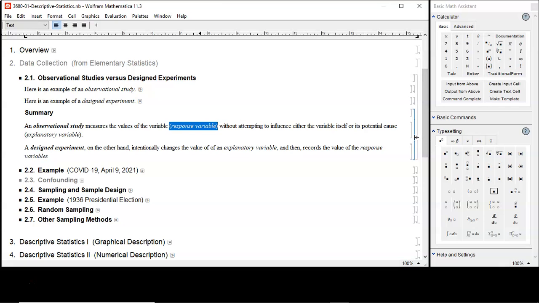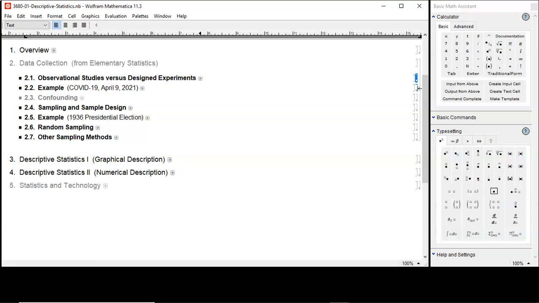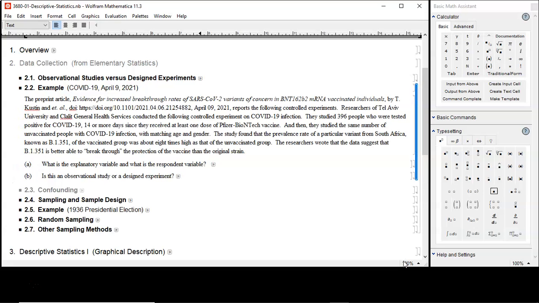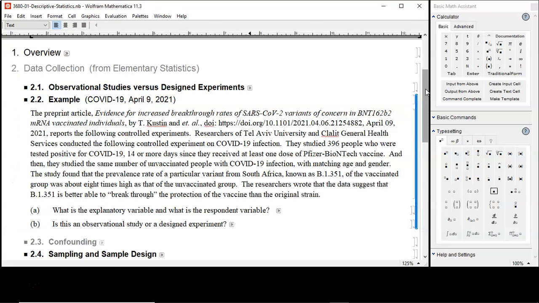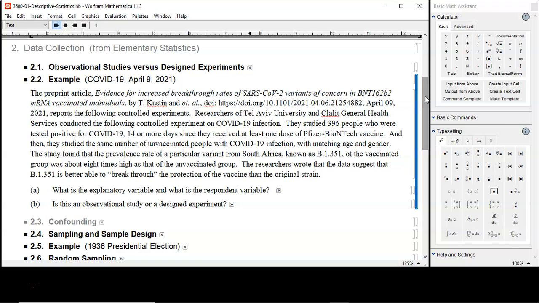In the designed experiment, on the other hand, researchers are in full control of the explanatory variable, and then they study the result, response variables. Alright, keep that in your mind, and let's go to an example problem. Again, stop the playback and read through.